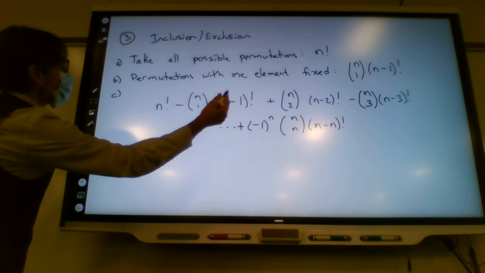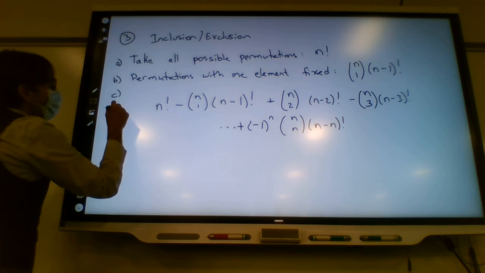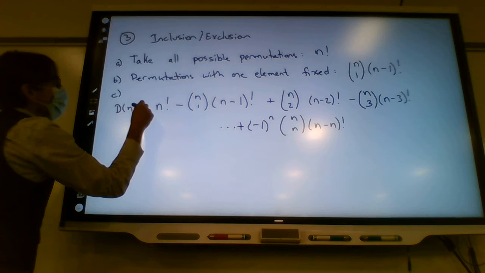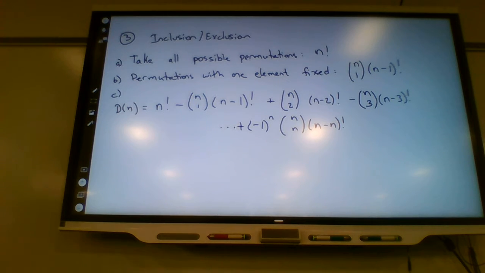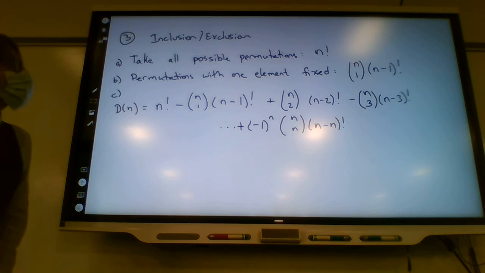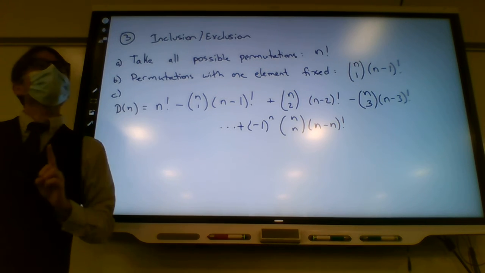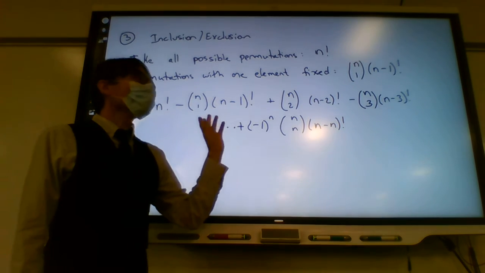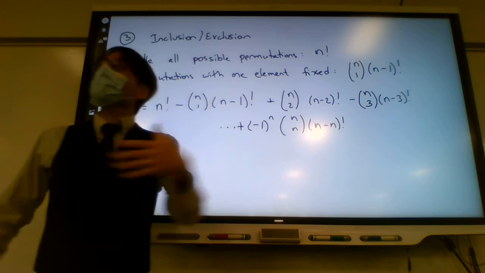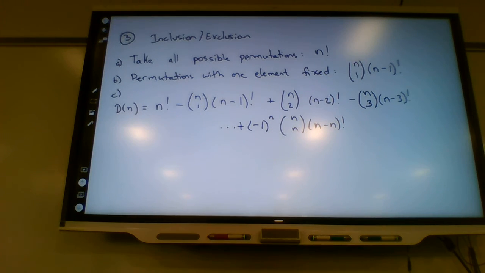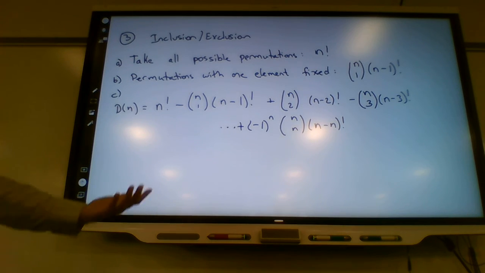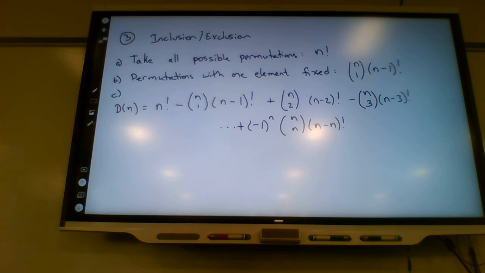Okay, so what happens? Inclusion-exclusion gives us this formula for the number of derangements. What have we done? We've started with all possible permutations, thrown away the things that have one element in the right spot, and then said, wait a minute, we threw away too many things. Let's add back the things that had two elements in the right spot so that we've got the right count. Oh, wait a minute, let's throw away the things with three because we've added those back in too many times, back and forth, back and forth, back and forth.